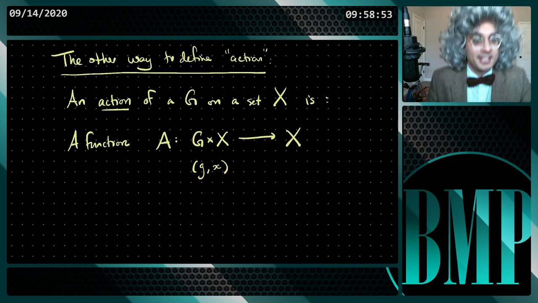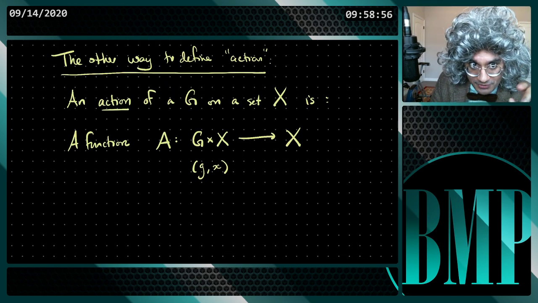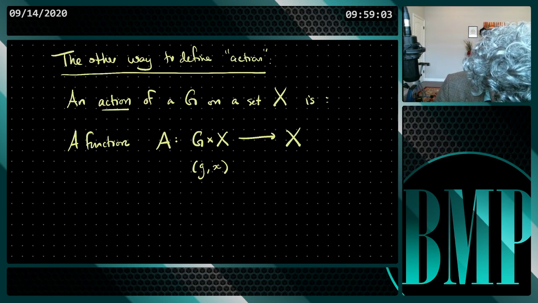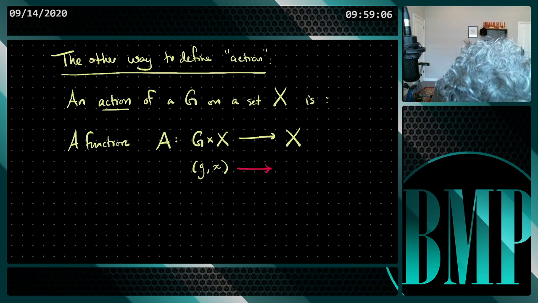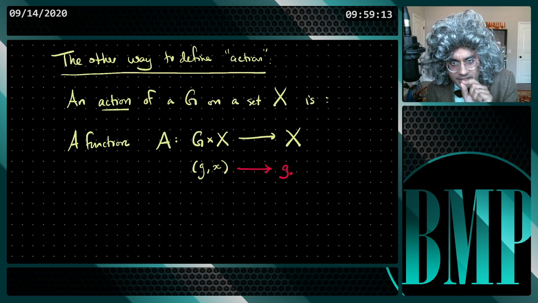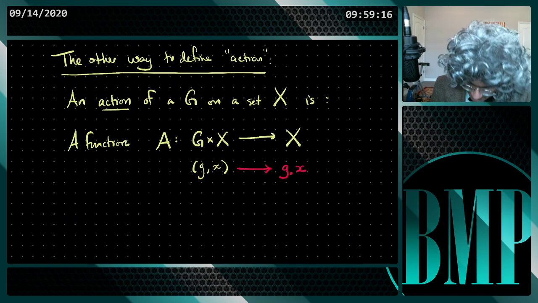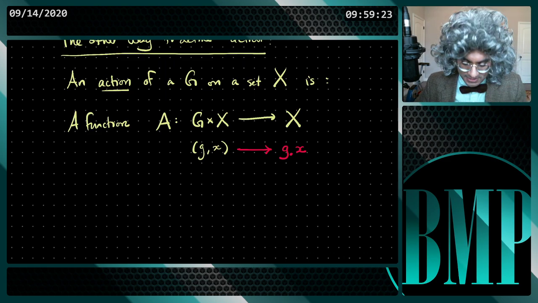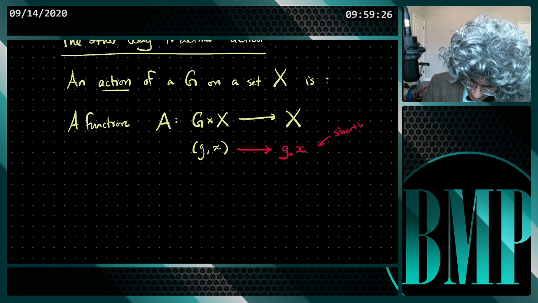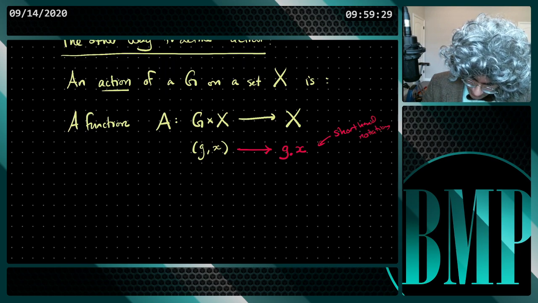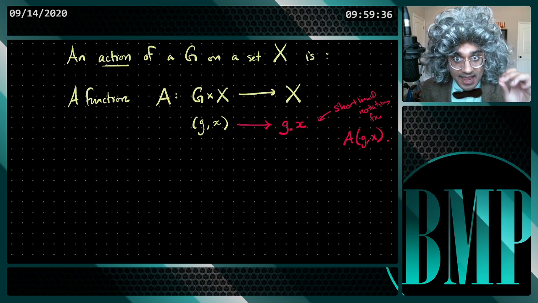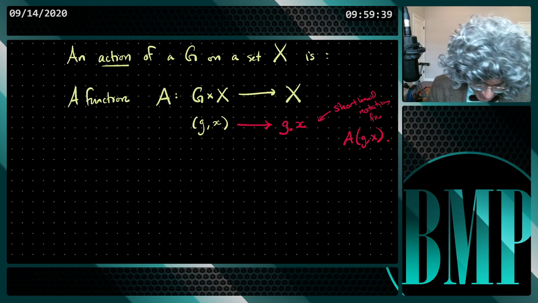It's a particular kind of function from pairs, group element, comma, element in the set, to an element in the set. And it's usually denoted by just shorthand by G, and it's very confusing, a little dot, like a period, G dot X. And that's just shorthand notation for A of G comma X. So this is shorthand for the output of this function on that pair. Okay, and this function has to obey a bunch of properties.